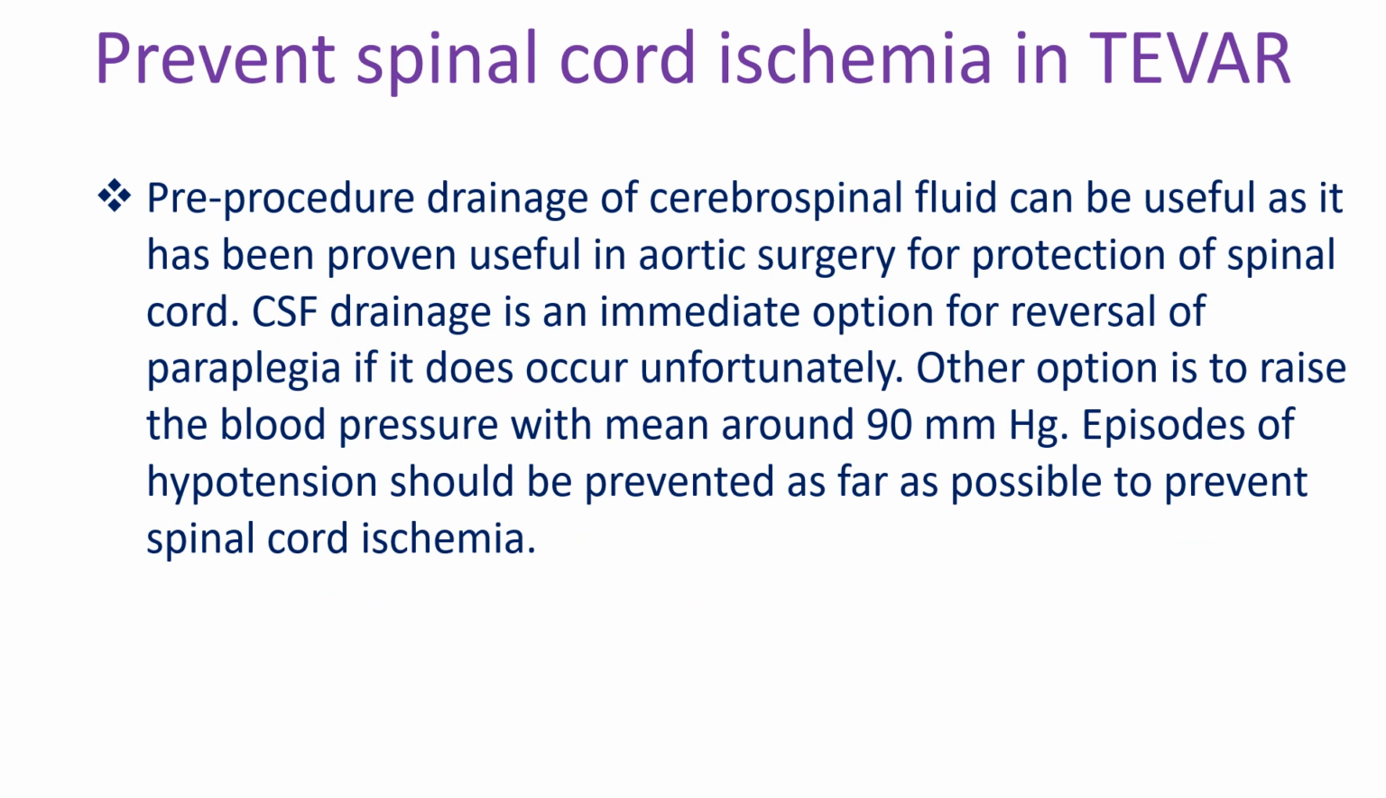Pre-procedure drainage of cerebrospinal fluid can be useful as it has been proven useful in aortic surgery for protection of spinal cord. CSF drainage is an immediate option for reversal of paraplegia if it does occur unfortunately. Other option is to raise the blood pressure with mean around 90 millimeters of mercury. Episodes of hypotension should be prevented as far as possible to prevent spinal cord ischemia.